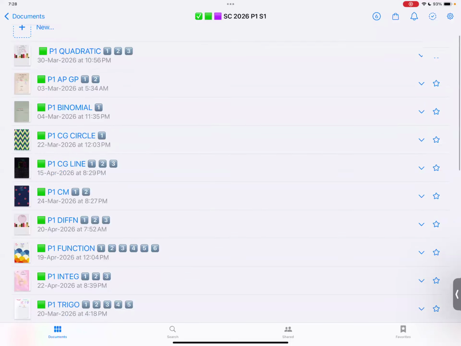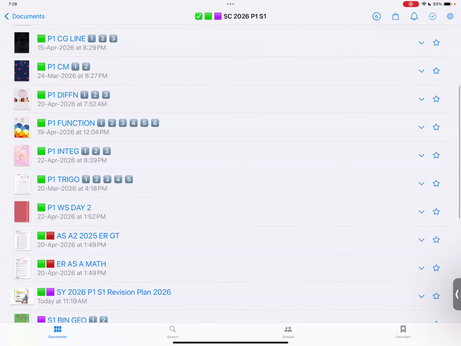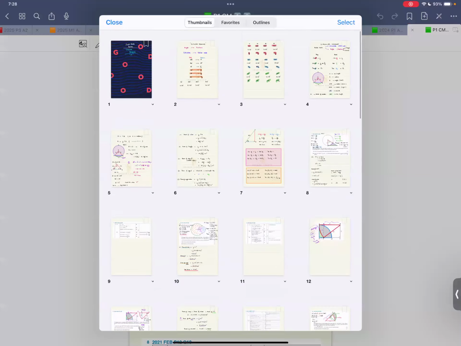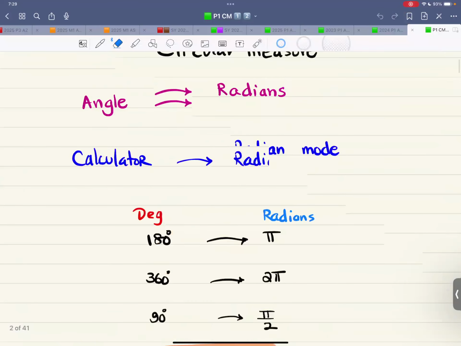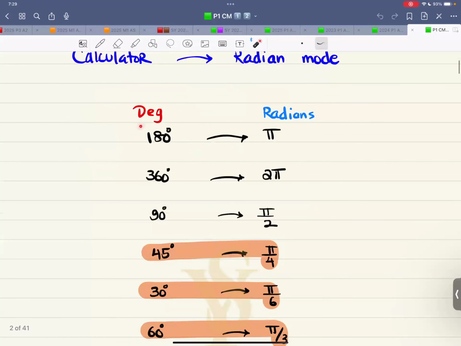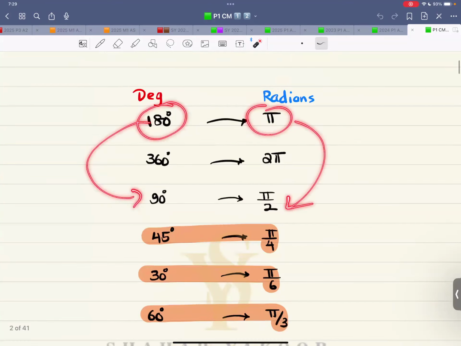So now, if I open up, let's say, circular measure, something very simple. But what is the key note of this chapter? In circular measure, we are talking about radians. Angle should be in radians. Calculator should be in the radian mode. And this is the conversion that you need. You don't need any fancy formulas. 180 degrees is pi radian. If you double, this gets doubled. If you halve 180, this gets halved, and so on.